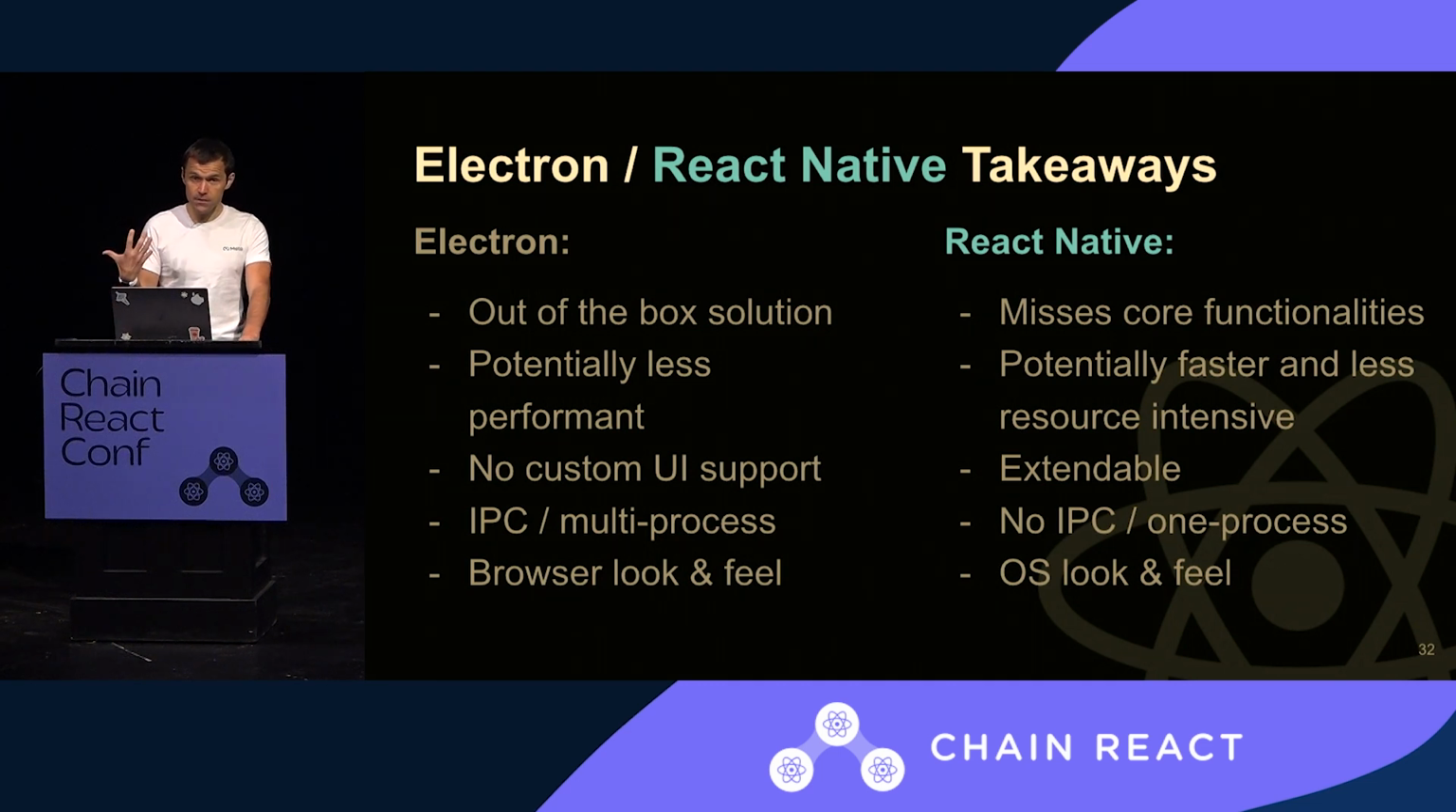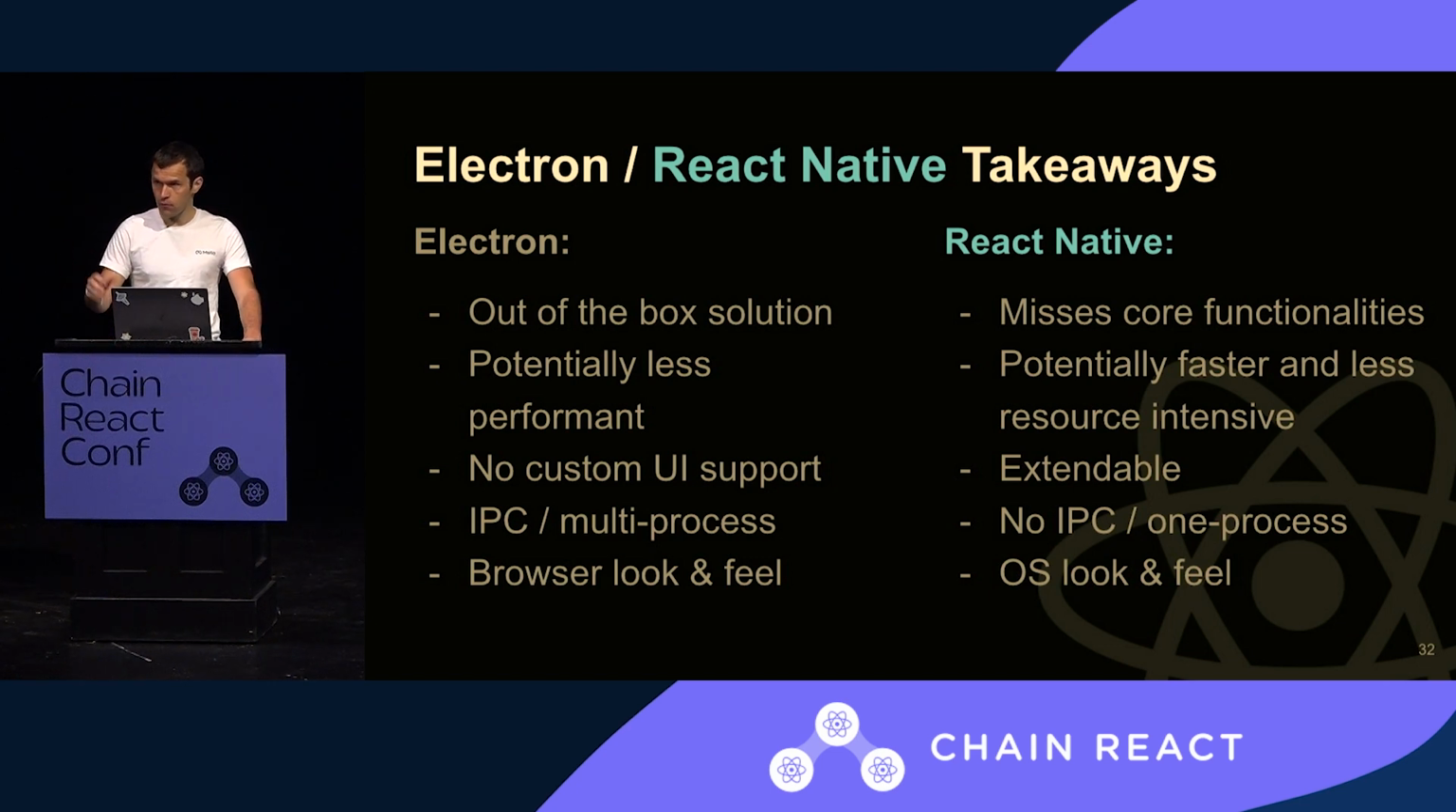React Native, on the other side, misses some core functionalities, which I hope we can close sooner rather than later, the things I mentioned in the previous slide. But it's most likely much faster and less resource intensive than the Electron counterpart. It's extensible. You can bring your own UI components, and you can integrate any other custom UI component other people build. It doesn't use IPC. It has only a single process architecture. You have one main thread, so you can simplify your application development. And finally, it looks and feels like the OS because it's React Native, so you can make an application which is really tailored to your OS experience.